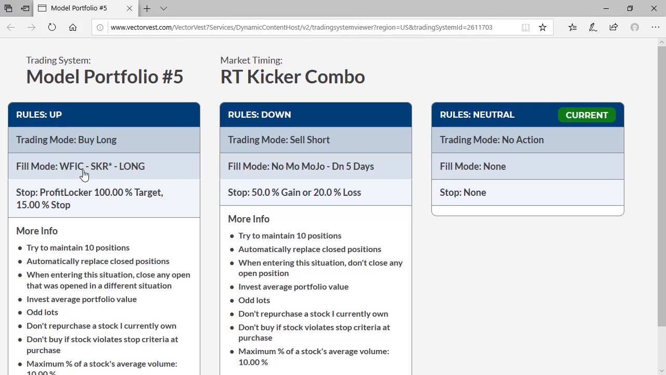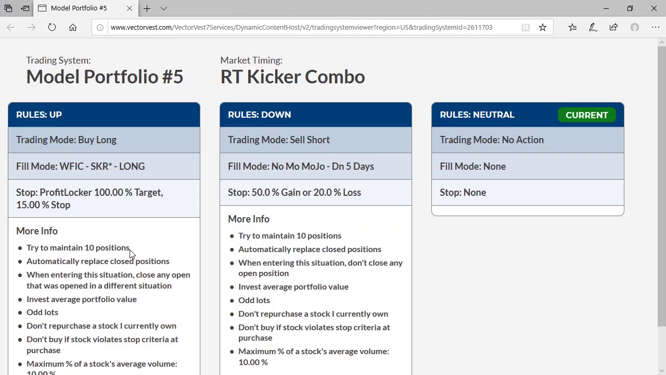WFIC-SKR long. This was the Worry-Free Investing Challenge, which was a subscriber contest. SKR was one of the better performing searches from that contest. Proof of some of the benefits we get from running those subscriber contests. This contest in particular was looking for winning trading systems using high RS searches. We're managing those positions with our profit locker stops with a 100% target, so that's how we got those 90% gains, because we let our winners run, and a 15% initial stop.